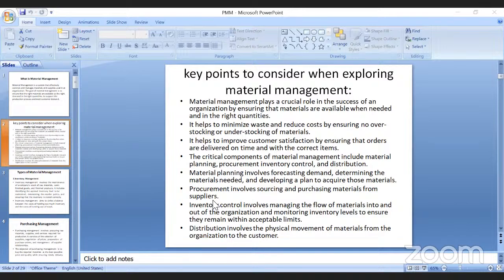Next, inventory control involves managing the flow of materials into and out of the organization and monitoring inventory levels to ensure they remain acceptable. What is inventory control, inventory management? You tell me. When we are discussing the flow of materials into and out, what does that mean? You tell me.